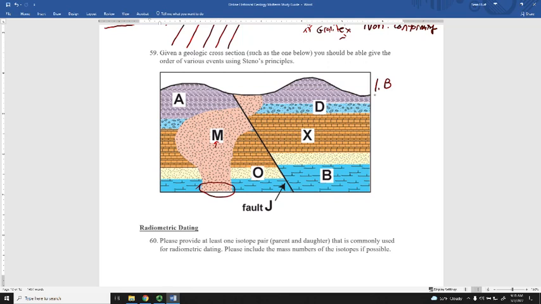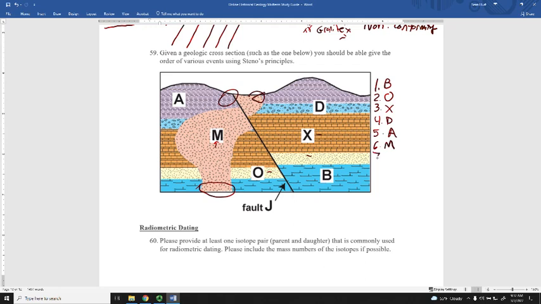All right, so the next thing that happened according to superposition is O. Okay, so O right there, and O is on top of B. X is on top of O, and then D is on top of that, and A is on top of D. And we know that after that comes M. And we know that because M cuts A. M cuts A. You can see that right there and right there.